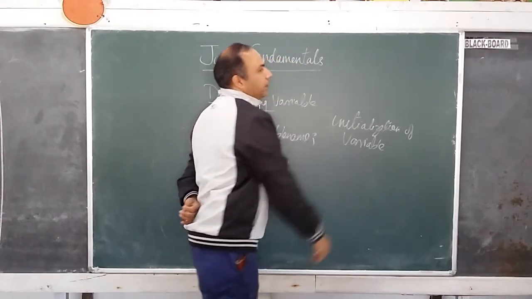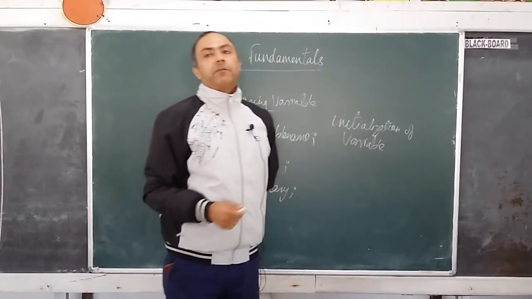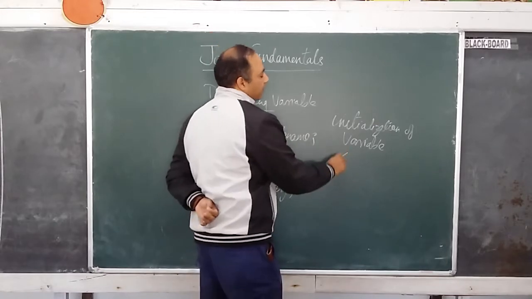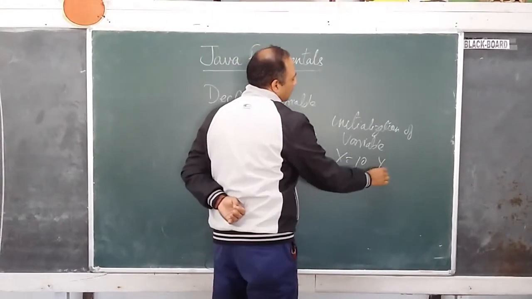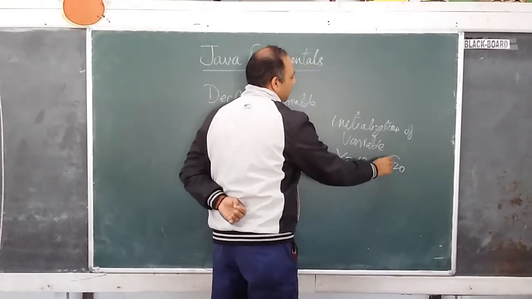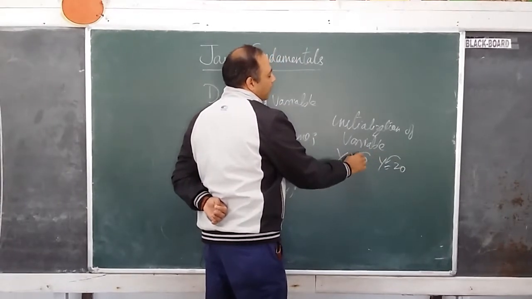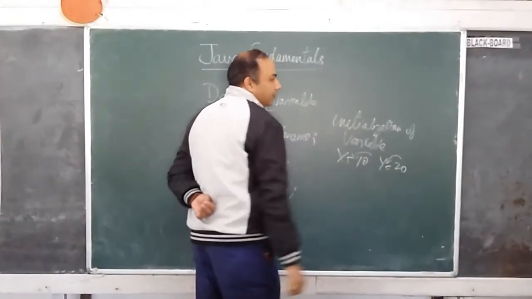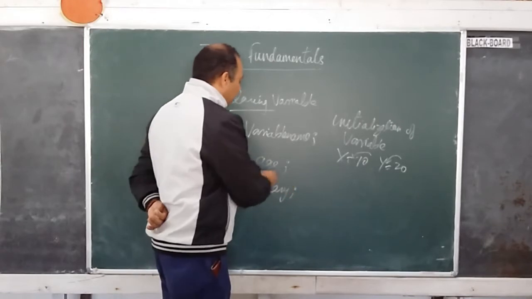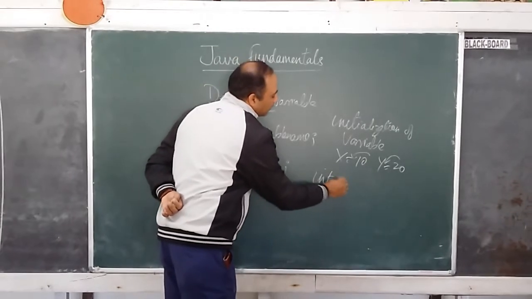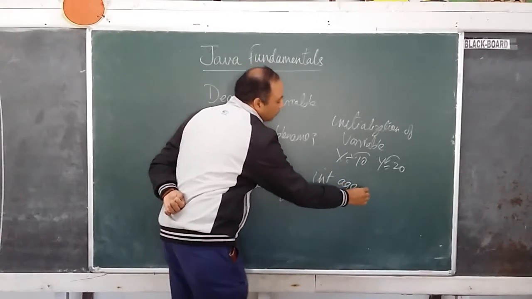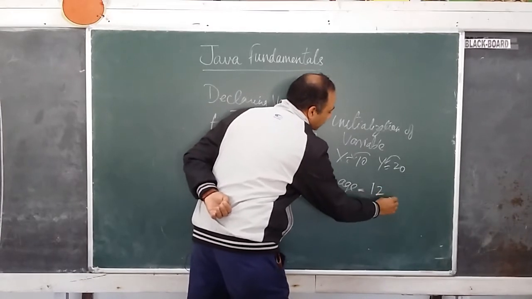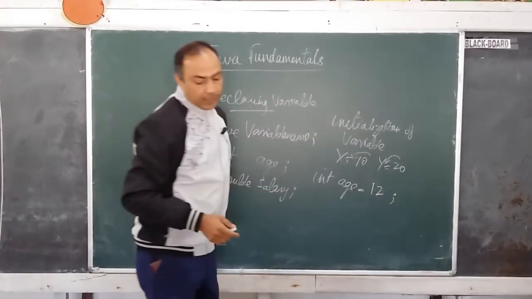Initializing a variable means assigning values to that particular variable. So in algebra we write x equals 10, y equals 20. That means we are assigning 10 to x and 20 to y. Similarly, here also, suppose integer is equal to 12. So here I am initializing the value.